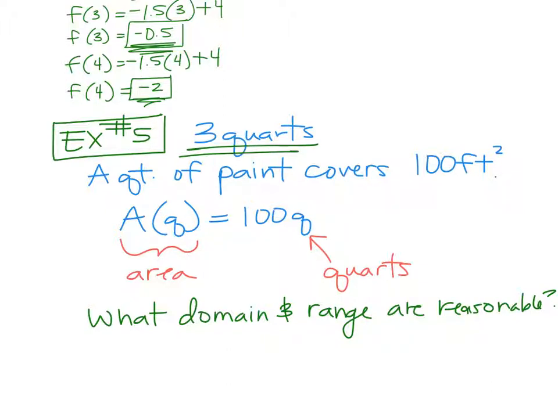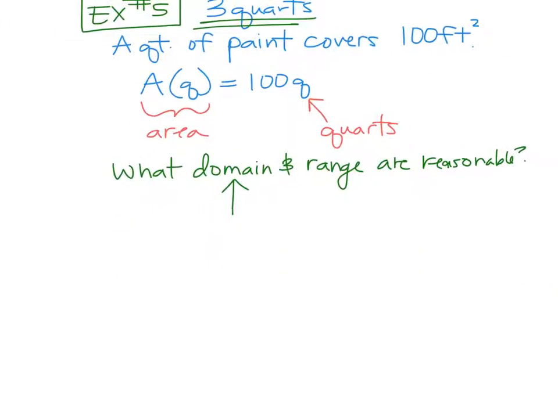Full quarts, sure. I mean, if you didn't paint at all, what would you be using? How many quarts of paint if you didn't paint anything? 0, okay? So you can start as low as 0, but how high can you go? 3. You only have 3 quarts to work with. So when they ask what is a reasonable domain and range, our reasonable domain would be anywhere between 0 and 3 quarts of paint. Now the way that we write that is 0 is your low end, 3 is your high end for your quarts of paint.